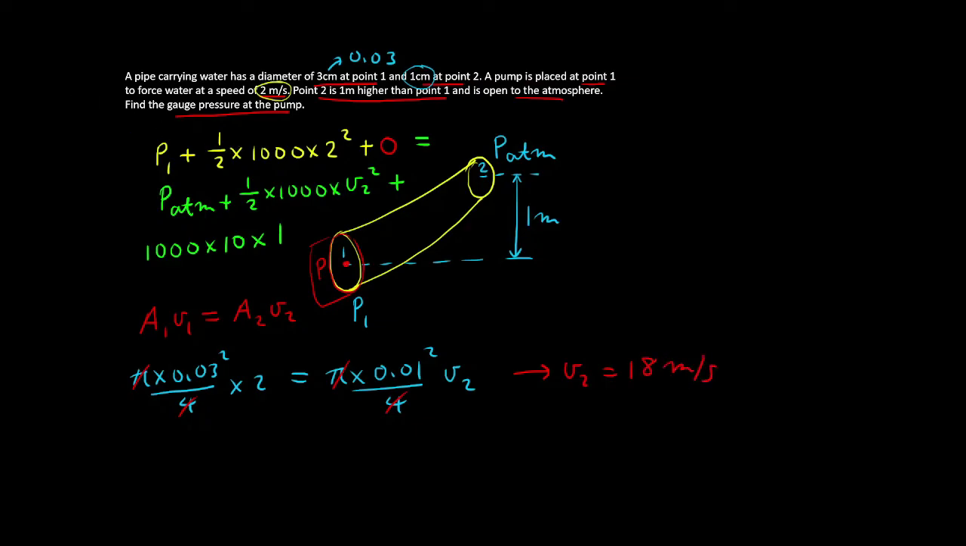And therefore, we can substitute V2 into this equation. Okay, so that will be 18 squared. And then solve for the gauge pressure. Okay, so what we're looking for is the gauge pressure, which is the pressure at 1 minus the atmospheric pressure. Okay, so if we calculate this out, what we get is the following result. So 170,000 pascals. And I'll see you in the next video.